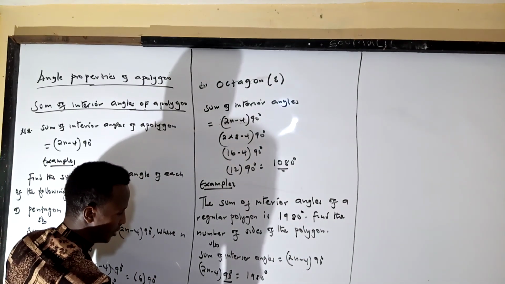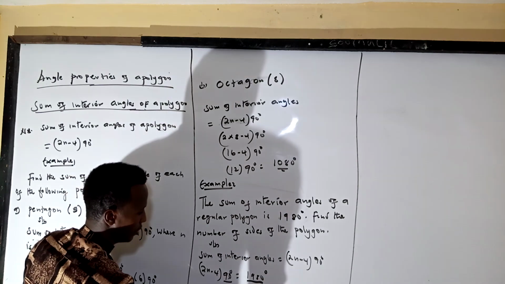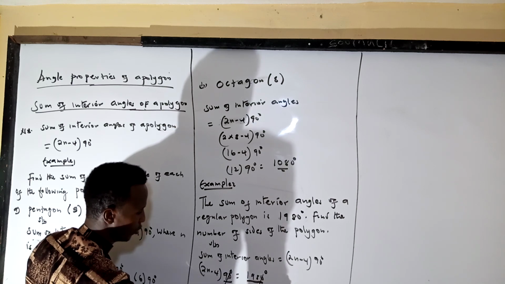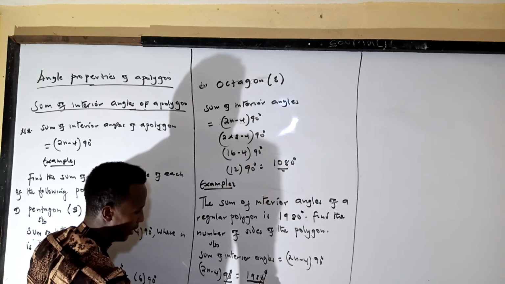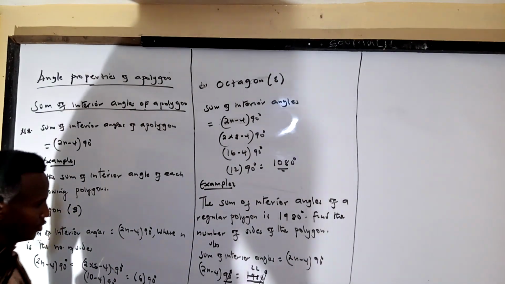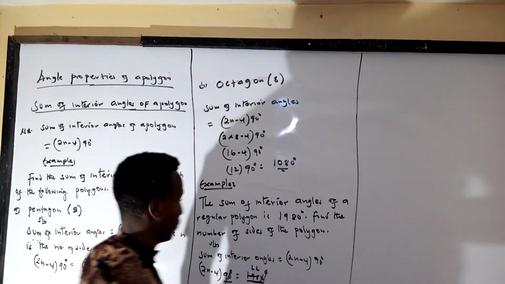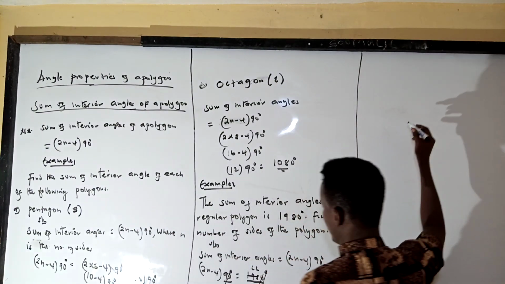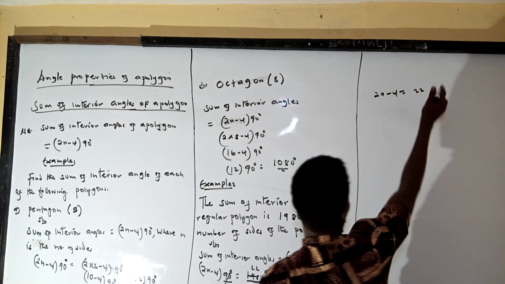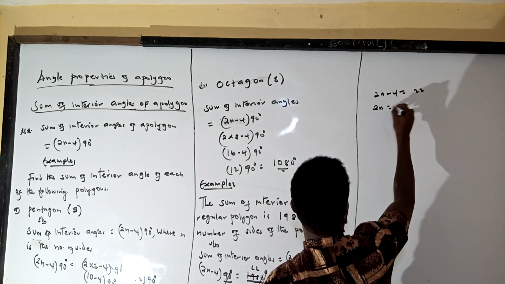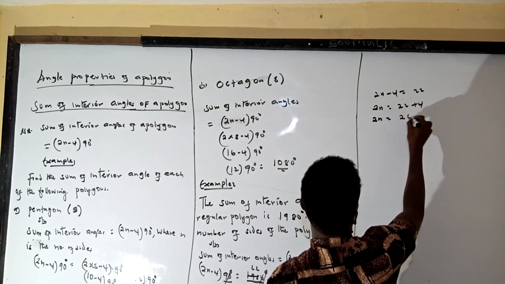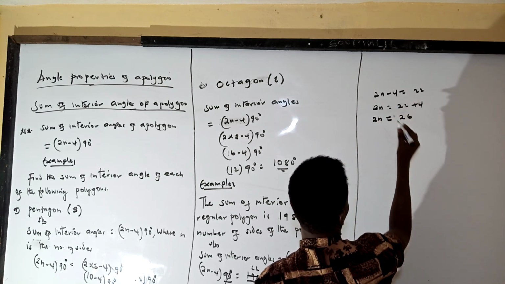We will divide here by 90 degrees, here also 90. Cancel these two, because 90 will go with 90. 1980 divided by 90 is 22. So we have 2n minus 4 is equal to 22. Then take 4 to the other side. 2n is equal to 22 plus 4. Then 2n is equal to 26.